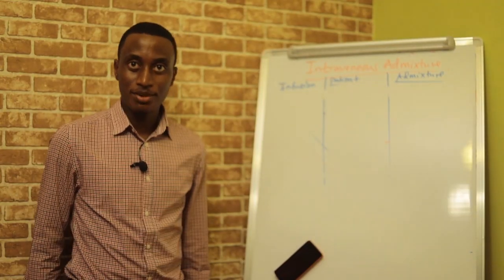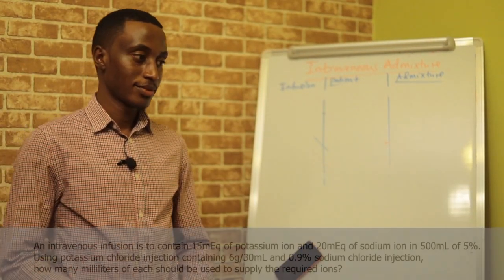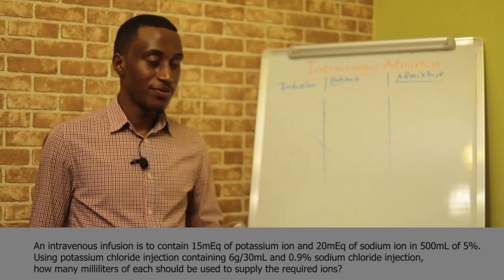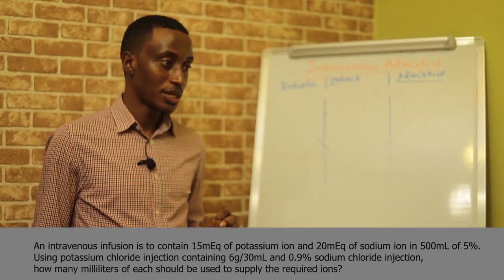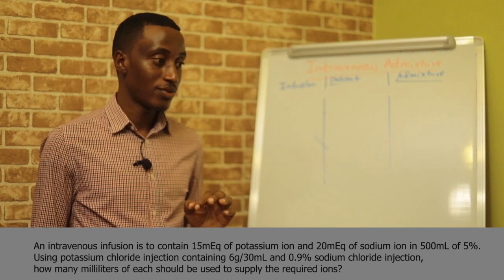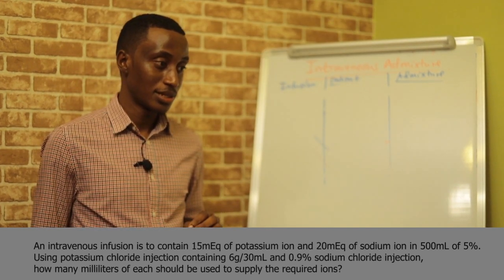This was an assignment in one of the classes. An intravenous infusion is to contain 15 milliequivalents of potassium ion and 20 milliequivalents of sodium ion in 500 mils of 5%.